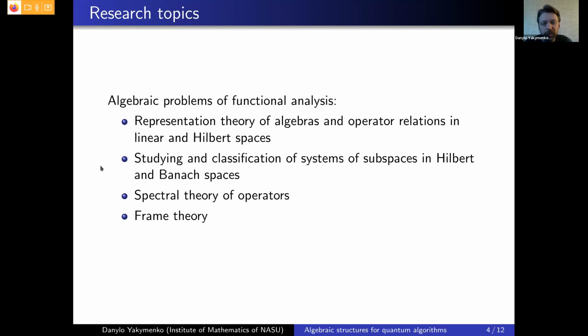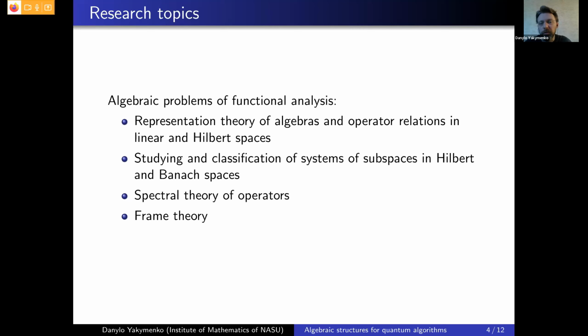Another topic is that we study and classify systems of subspaces in Hilbert and Banach spaces. Maybe some of you know the known paper by Halmos called Two Subspaces, about the classification of just two subspaces in a Hilbert space. It is about how two subspaces are related to each other and how we can classify them. We can try to extend this theory to a system of a bigger number of spaces, but in general it's a hard problem.